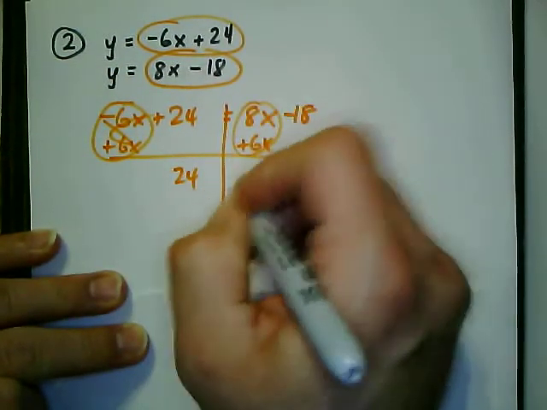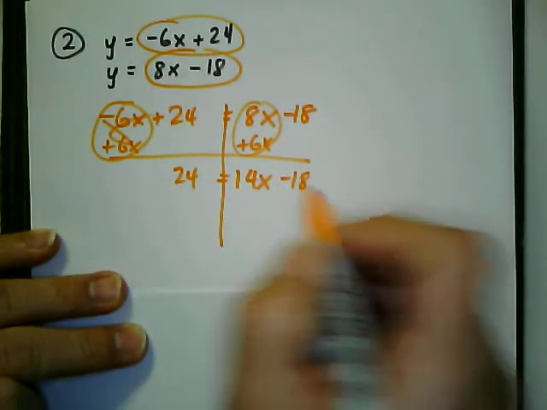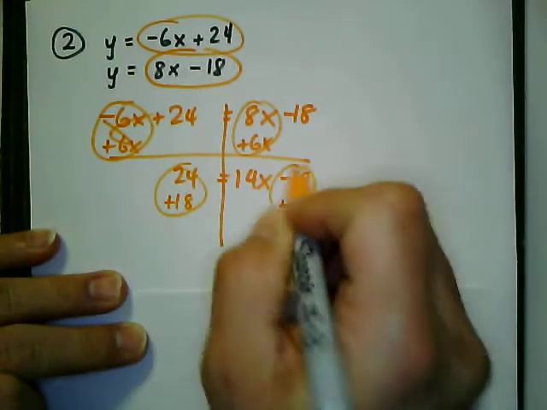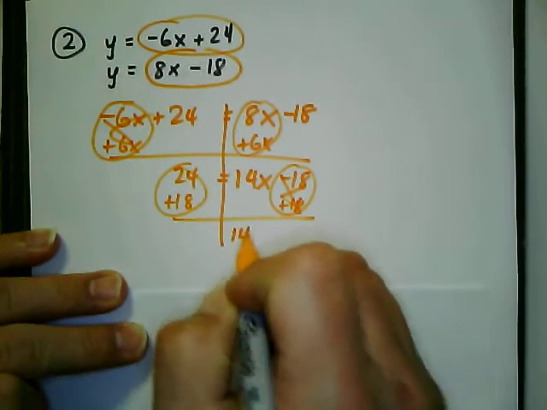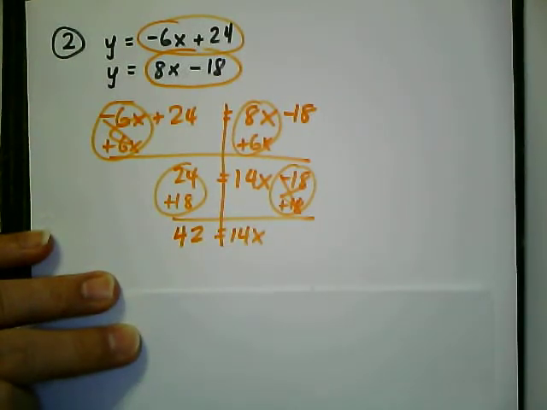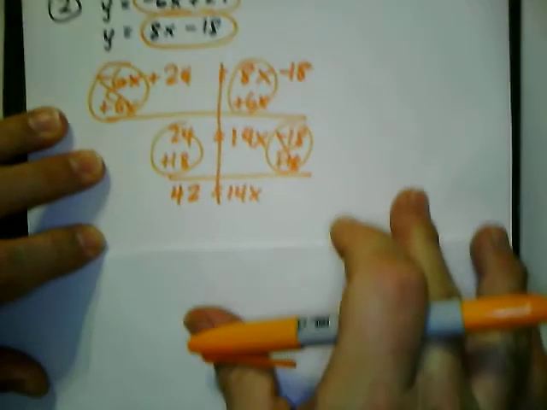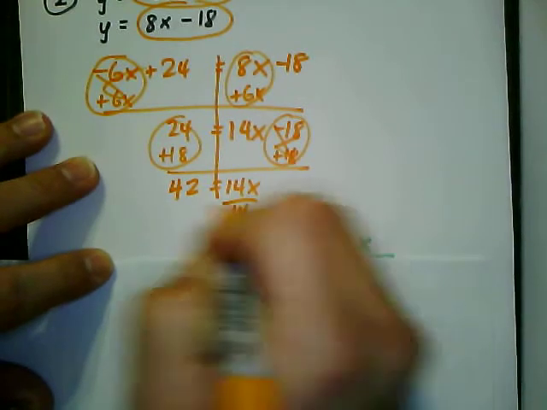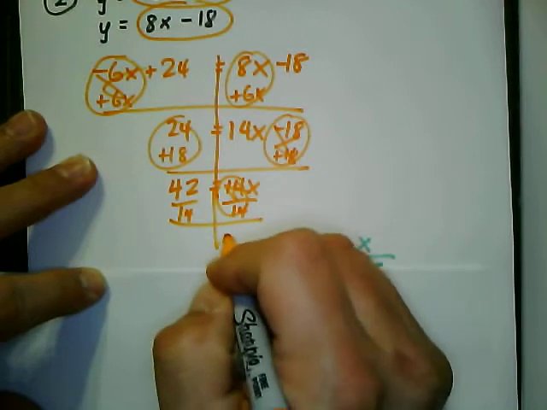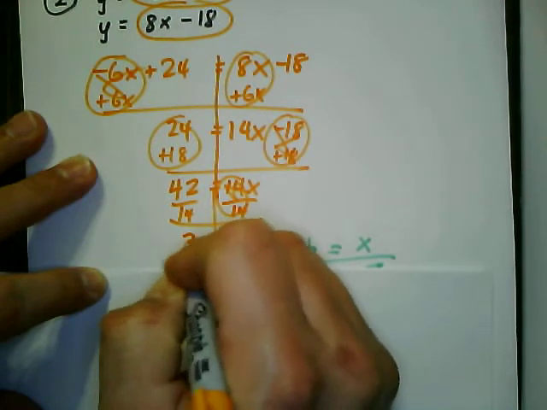24 equals 14x minus 18. Get rid of what's added or subtracted. That's that 18. That's gone. 14x equals 42. And divide by 14. 14's disappeared. We're going to get x equals, and that should be 3.